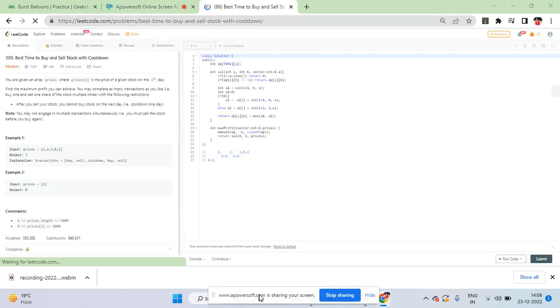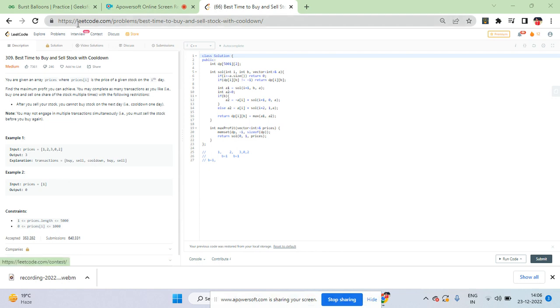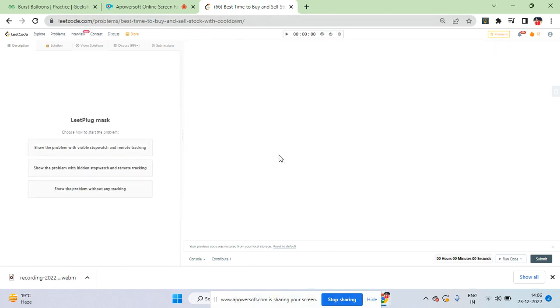Okay, so today we are doing a daily LeetCode problem. It's Best Time to Buy and Sell Stock with Cooldown. Basically, there is a series of these buy and sell stock questions, and this is one of them. And it's today's daily LeetCode problem. So let's do this.